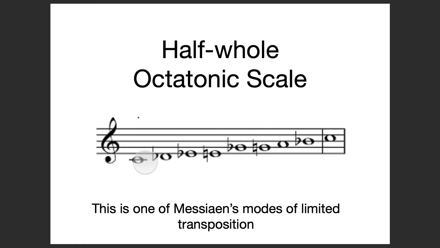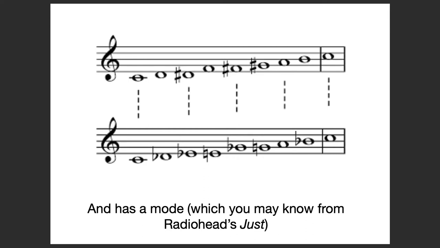You can see how the pattern is semitone, tone, semitone, tone, semitone, tone, semitone, tone. Half whole, half whole, half whole, which is the American way of saying it. So as such, it only has one mode. It can either start with the half step or start with the whole step. So this has three possible transpositions, and it has only two modes. Sometimes these are called the half whole diminished scale and the whole half diminished scale. You would probably know the whole half from a Radiohead tune called Just, where you get the sense of this symmetrical pattern and almost like an Escher-like concept.